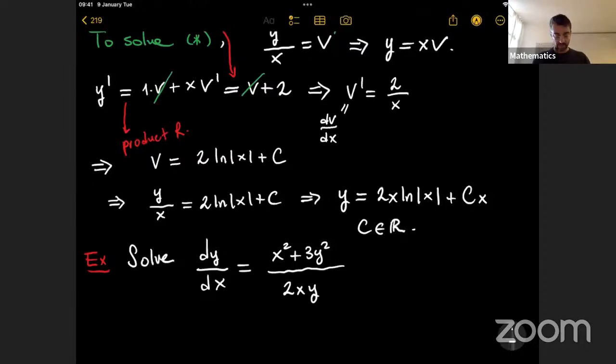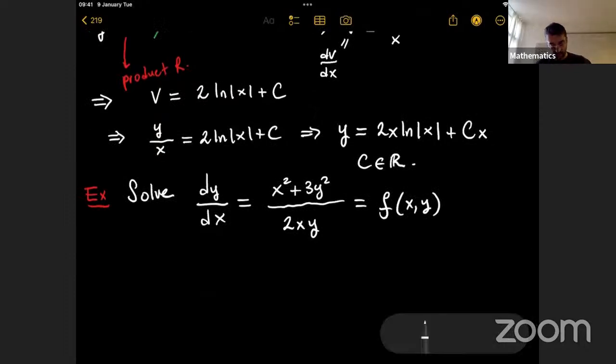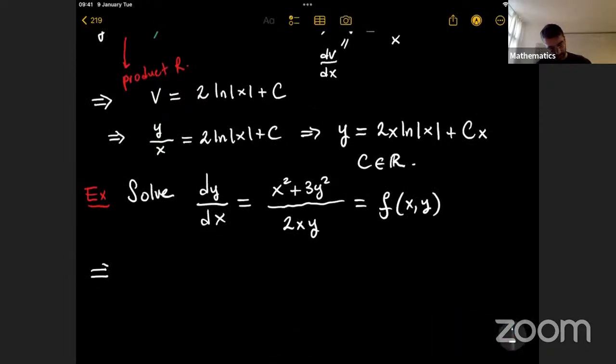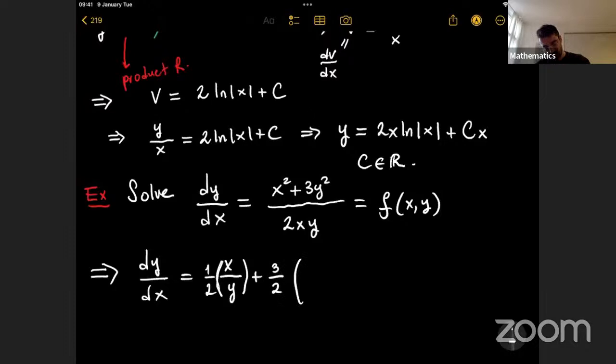a separable equation because the top depends on 2 variables, and the bottom also depends on 2 variables on the right-hand side. But it is homogeneous. Let's call this f of x, y. So what we can do is we can write this as x over y, 1 over 2, plus 3 over 2 y over x. Okay.